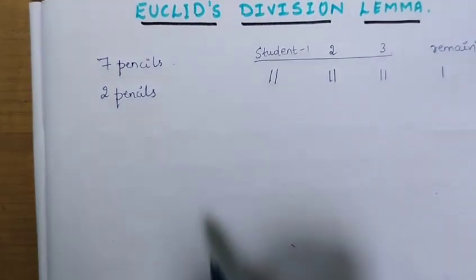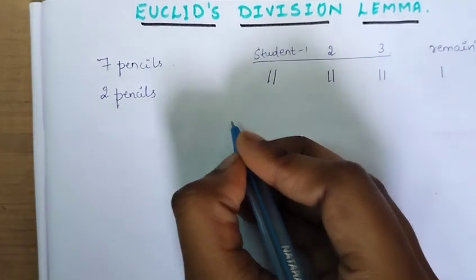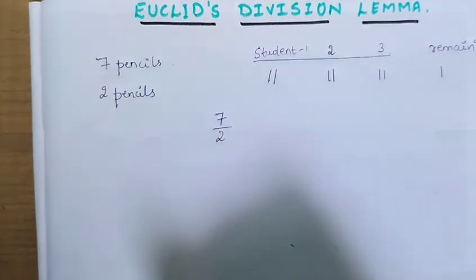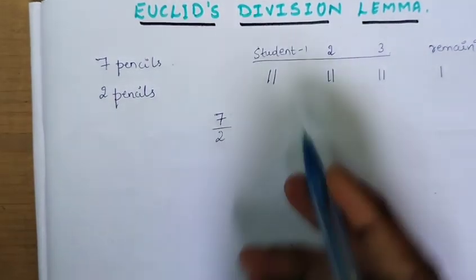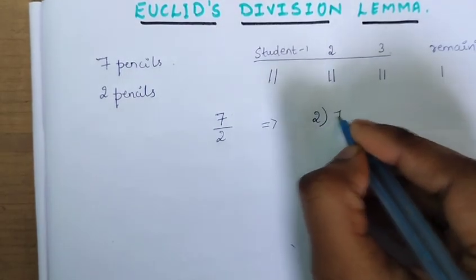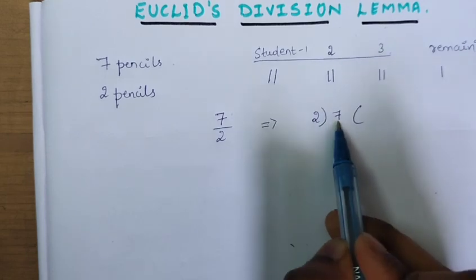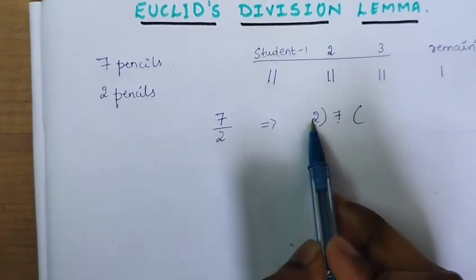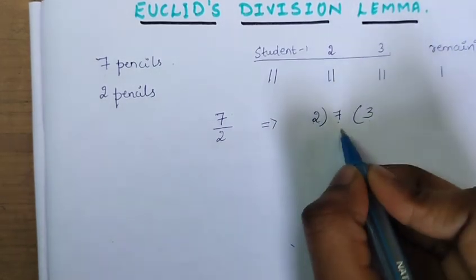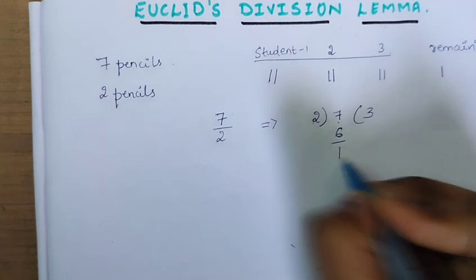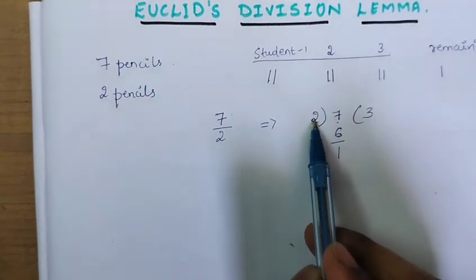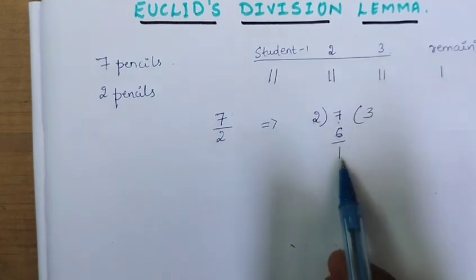In mathematical form, I can express this as: I have totally 7 pencils and I am giving 2 pencils to each student. So 7 divided by 2. Let me divide it mathematically. So I'll take 7, which is the dividend, and 2, which is the divisor. If I start dividing this, 2 3s are 6 and I'll get the remainder as 1. So 7 is my dividend, 2 is my divisor, 3 is the quotient, and 1 is the remainder.